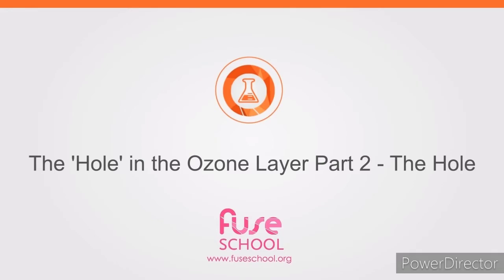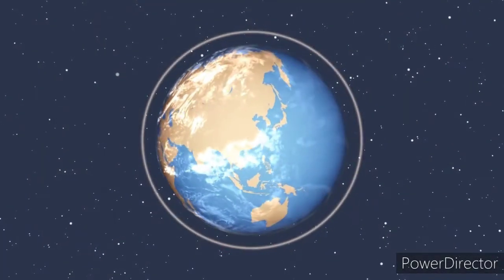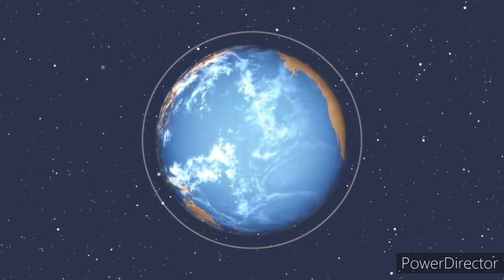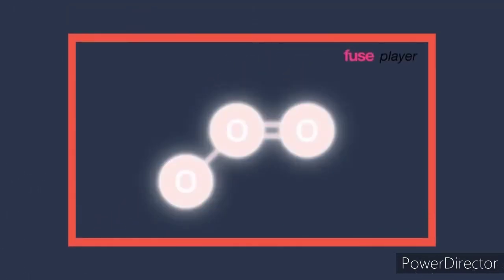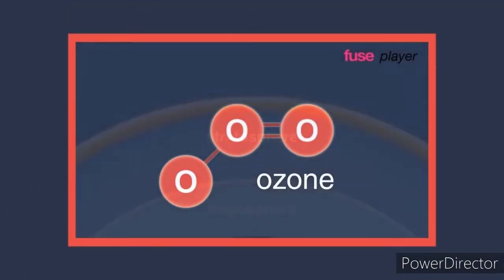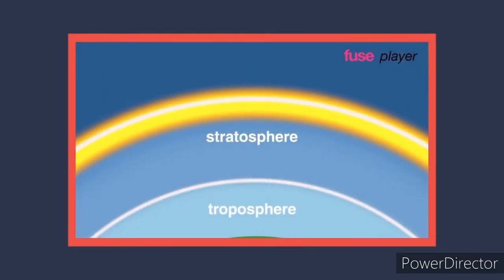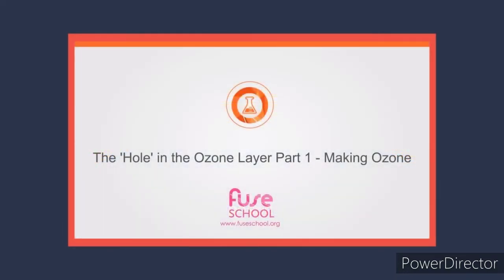Learn about the famous hole in the ozone layer and why it has got thinner. We will also look at the action the world has taken to restore it back to health. To find out how stratospheric ozone is made and how it stops harmful UV from reaching the ground, view part A of this video.